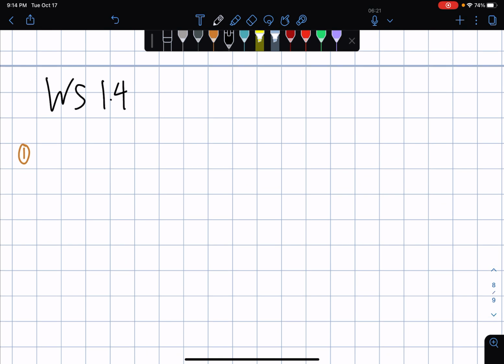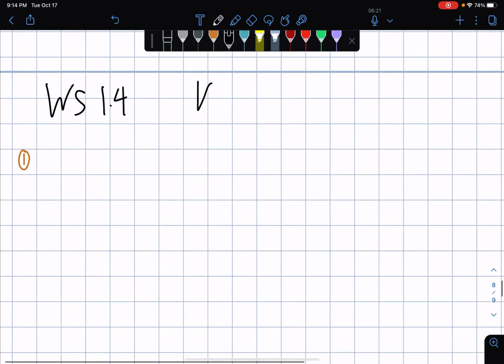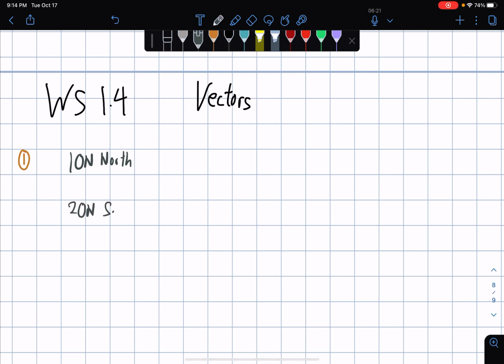So our lesson is all about vectors. For the first problem, a force of 10 newtons goes to the north, and then another force, which is 20 newtons, goes south. So these are the givens. What's required is the resultant force.